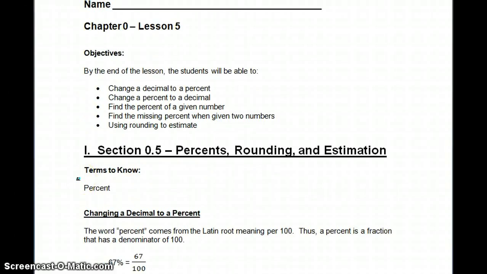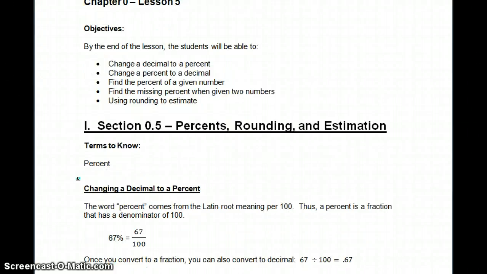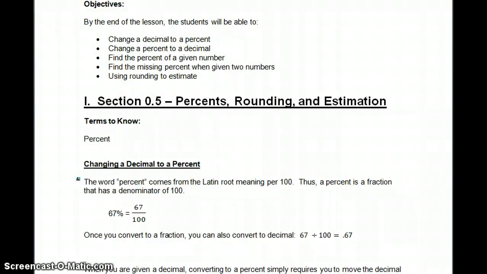Terms that you need to know that we haven't already covered are percent, and let's start talking about what percent is. The word percent comes from the Latin root meaning per 100. Thus, a percent is a fraction that has a denominator of 100. Anytime that you see the word per, that is going to be a hint to you that you are going to be dividing. So just pay attention to that word because that's something that's going to be a clue to you whenever you're doing word problems.